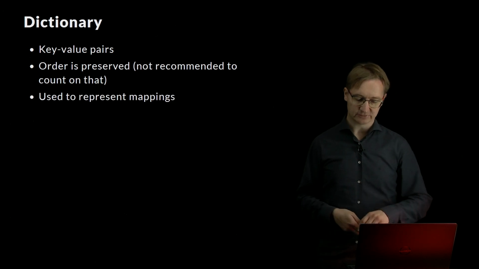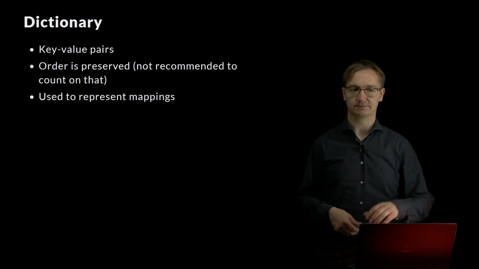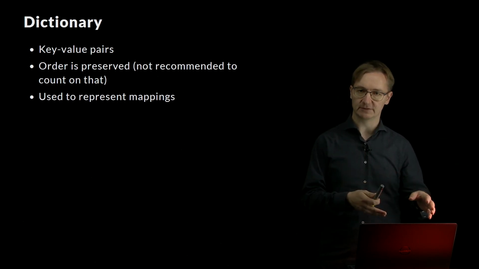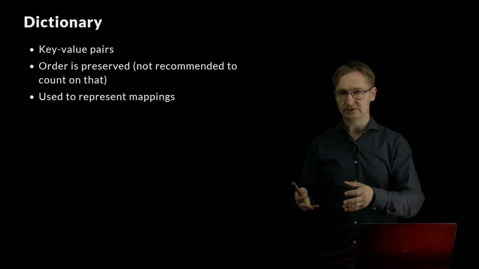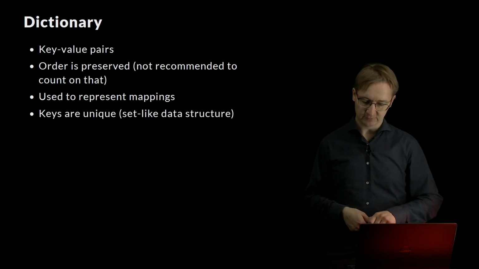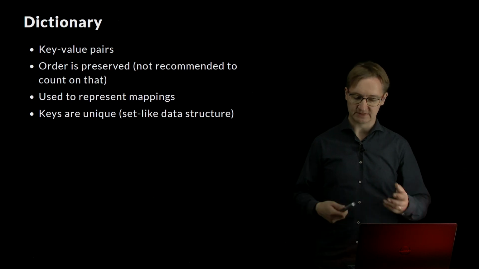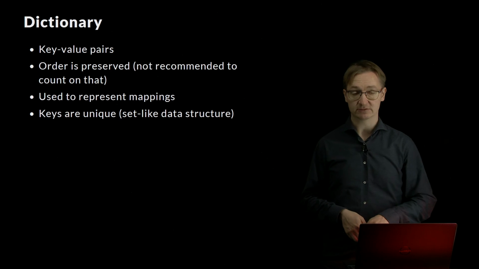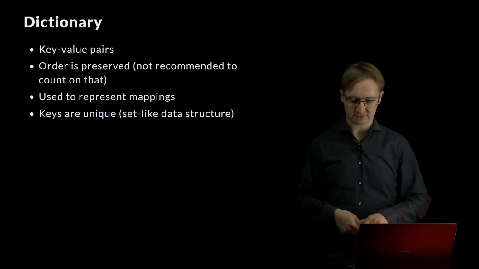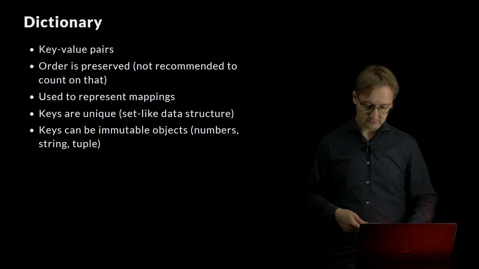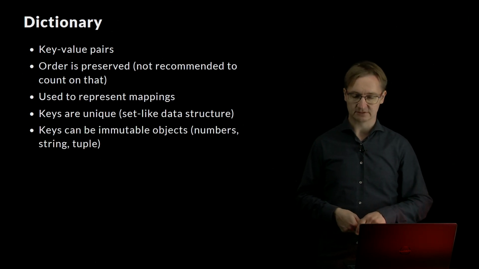The dictionary is used to represent mappings. So for example, I have a name, and then I have the phone number. So basically there's a key which points to a value. And keys are unique. So this is basically a set-like data structure. Because it's a unique data structure, I can only use immutable objects there. Yes, numbers, strings, tuples.